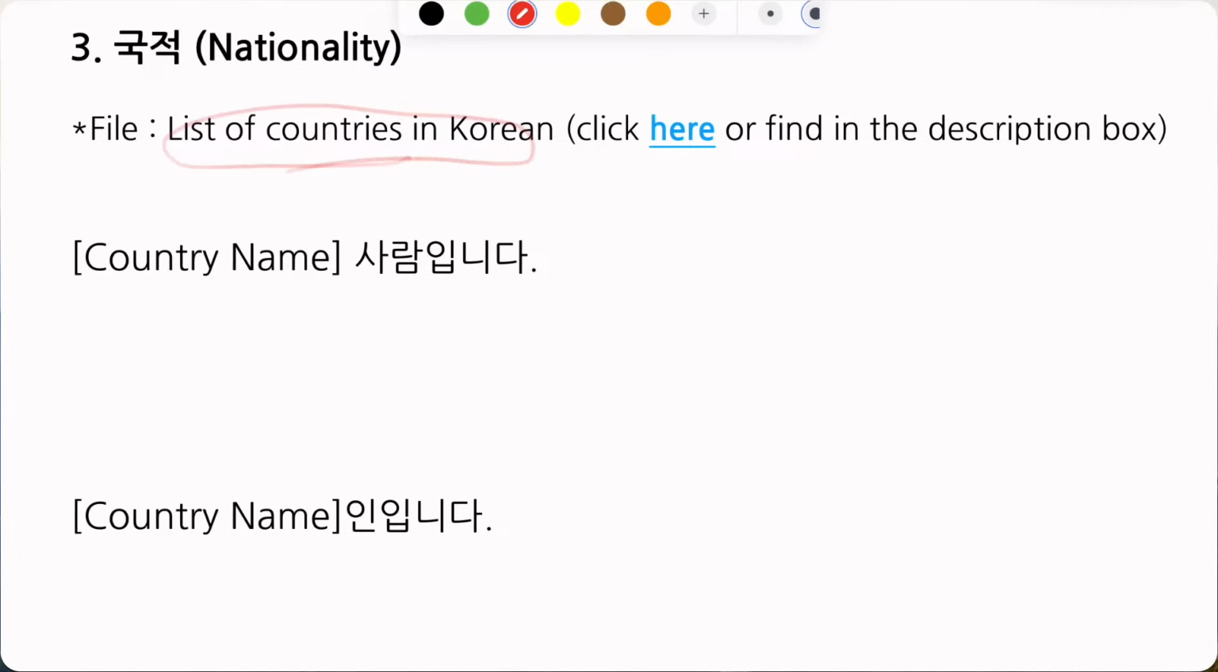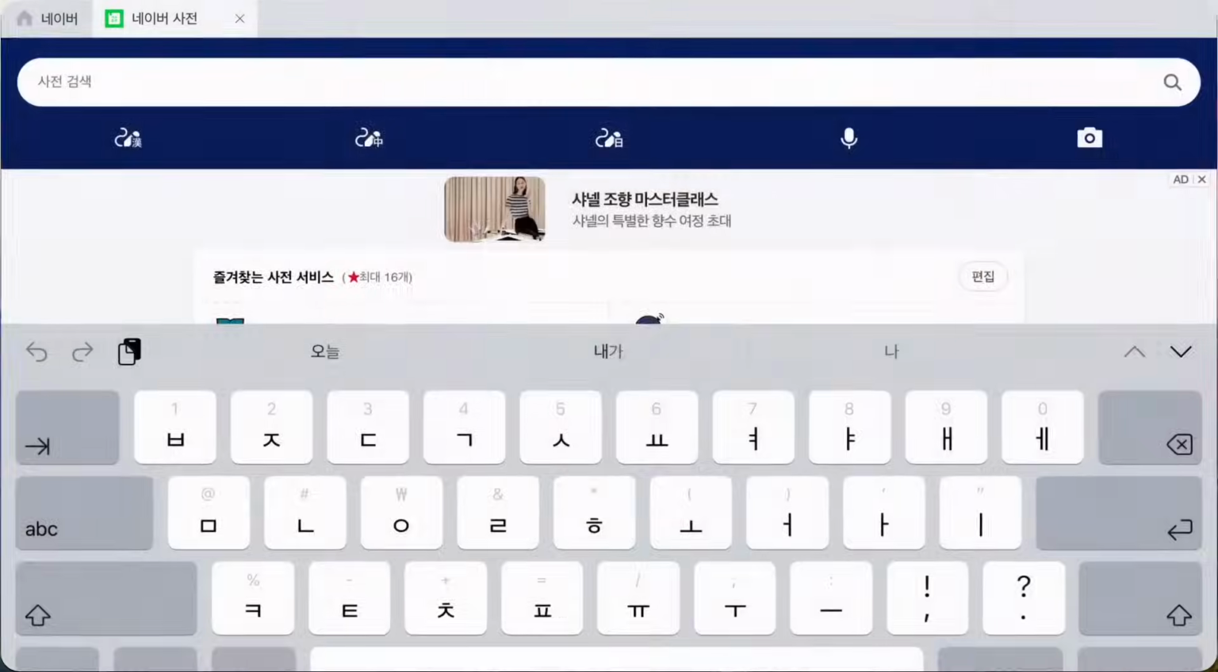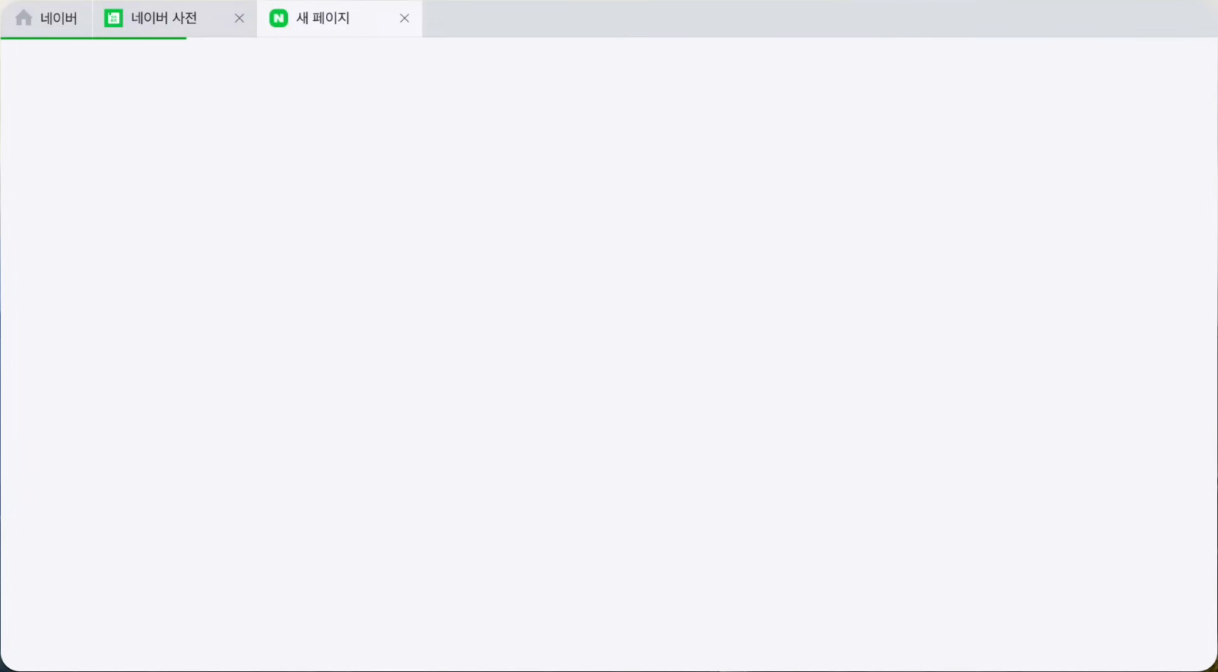I have received some requests of could you please add my country. But I couldn't because I couldn't find the original file. But I will try to fix it. I will try to revise some of them if I can manage to find it. But here's another alternative, guys. If you want to know what your country's name is in Korean, you can always go to this Naver dictionary.